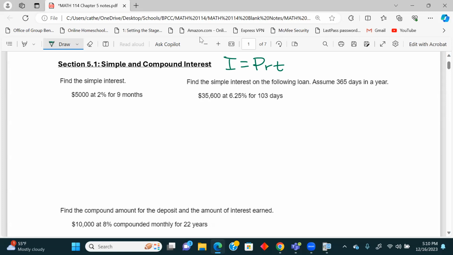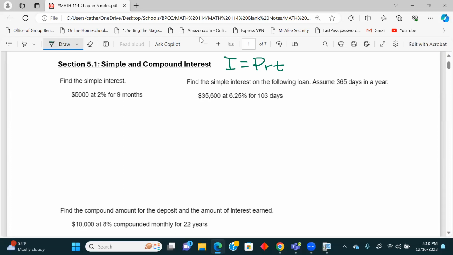R would be the interest rate. They give you the rate as a percentage. To compute simple interest, you do need to convert that to a decimal, and we will do that. And T is going to be time, and that's always going to be in years. So we will have to make some adjustments depending on the type of problem that we're given. So let's look at this first one.